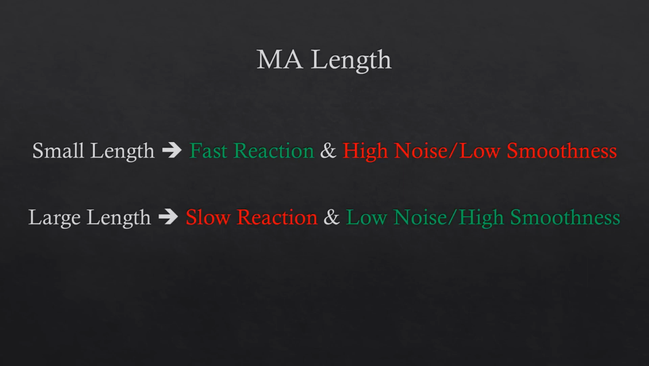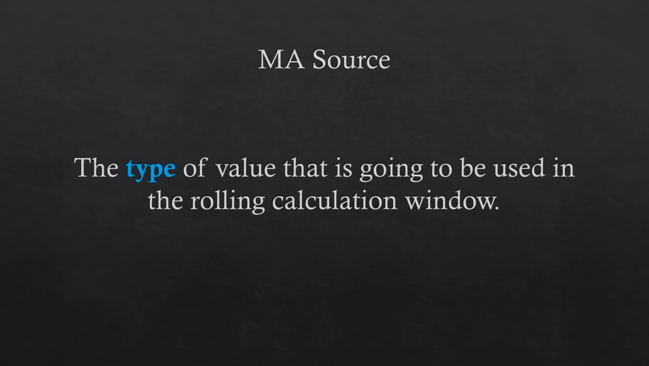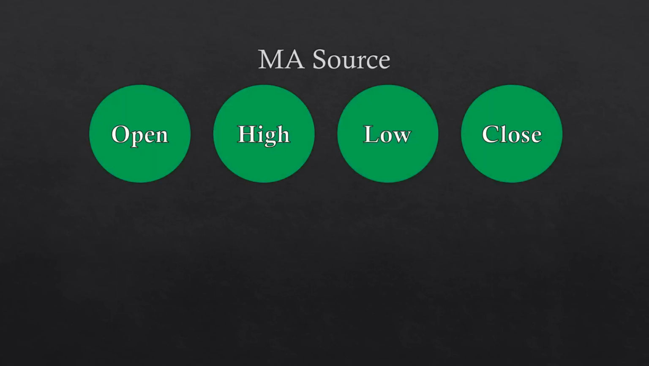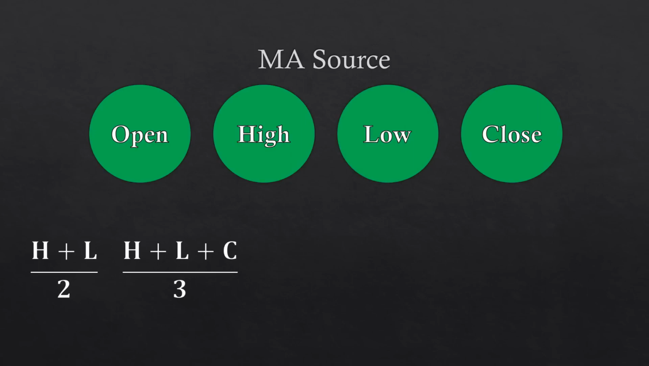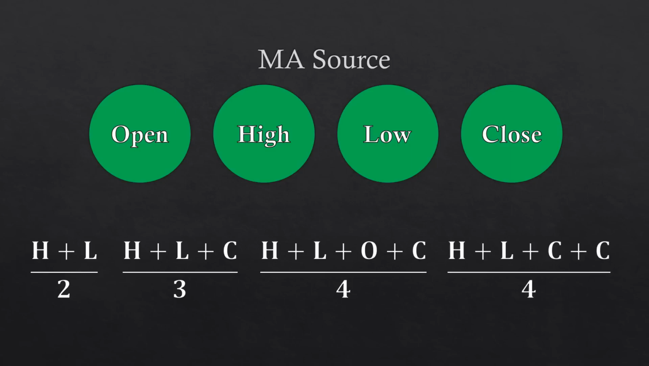The second parameter we can change in a moving average is the source of calculation, meaning the type of value that is going to be used in the moving average calculation. The most common source for moving averages is the closing price, but we can use open, high, low, or a few combinations of the four prices, like high plus low divided by 2, high plus low plus close divided by 3, high plus low plus open plus close divided by 4, or high plus low plus close divided by 4.